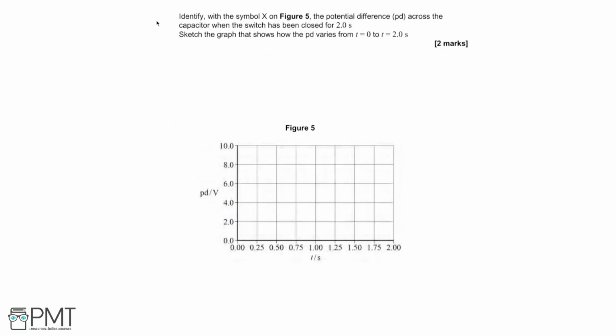Next part of the question says, identify with the symbol X on figure 5 the potential difference across the capacitor when the switch has been closed for 2.0 seconds. And then they also want us to sketch the graph that shows how the potential difference varies from t equals 0 to t equals 2.0 seconds.